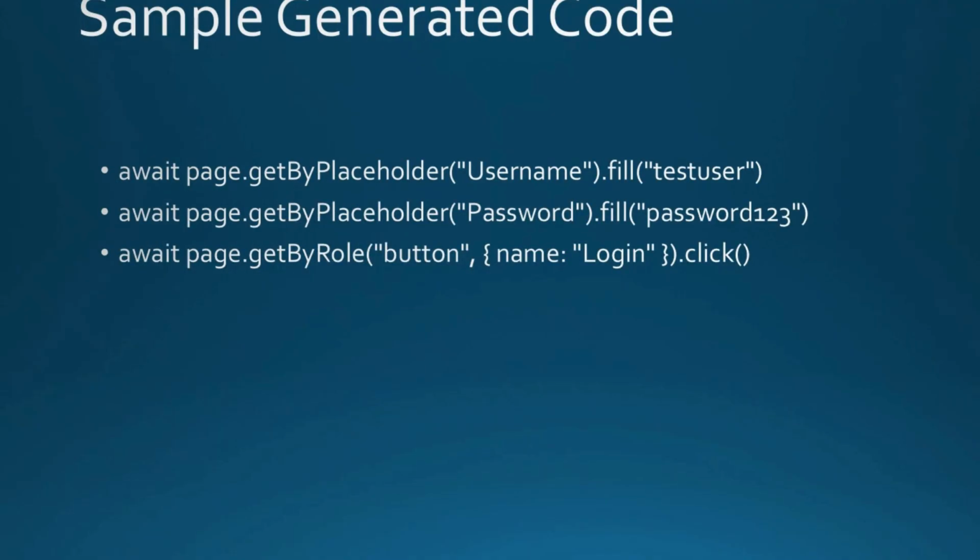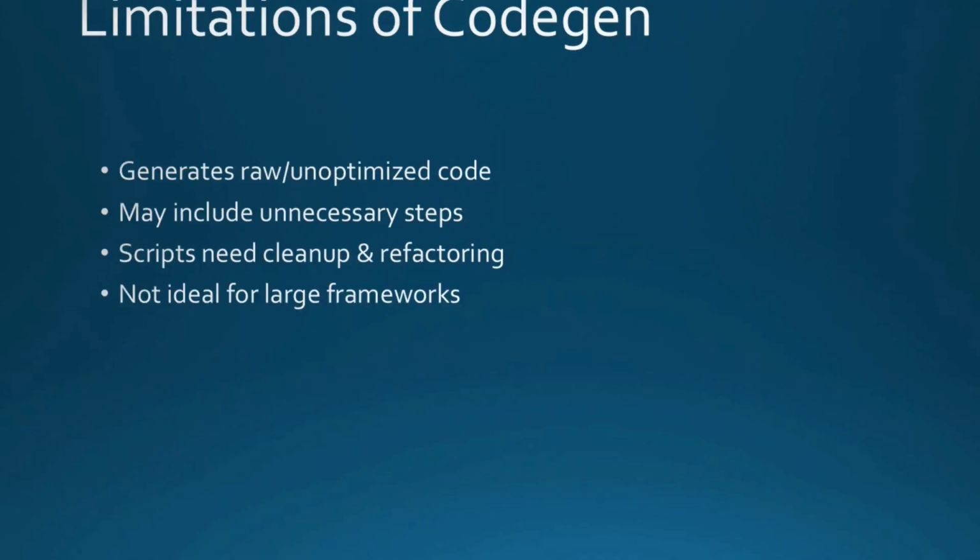The generated code gives us a ready-made script. From here, we can copy it, refine it, and include assertions as needed to make our test more meaningful. As we discussed in the previous session, we can definitely add assertions. One important thing to remember is that Codegen is great for getting started, but not always production ready. The code may need cleanup, better naming conventions, or restructuring for real frameworks. So think of Codegen as a booster, not a replacement for writing clean scripts.